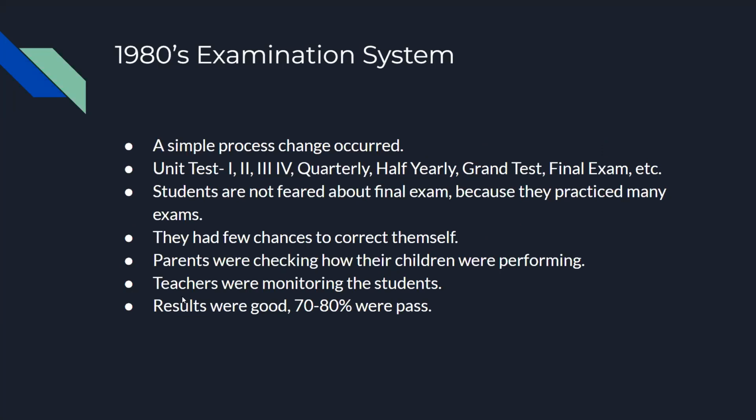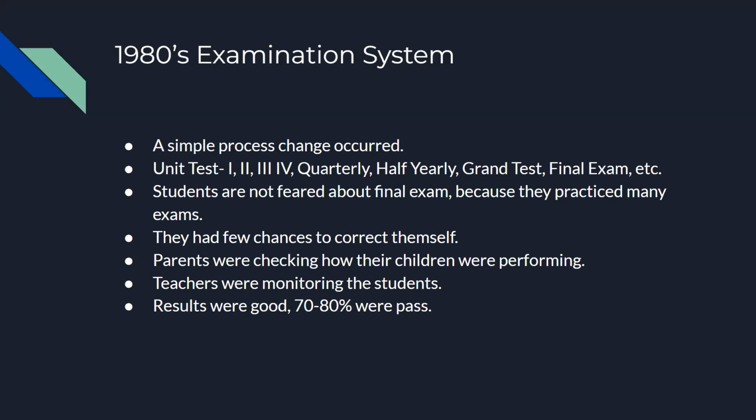Because of this process change, students are not worried about the final exam. Teachers are not worried about the final exam. They are worried about unit test 1, which may be in the next 1 month. Now, teachers will definitely get seriousness because they have to complete the syllabus. Without completing the syllabus, exams cannot be conducted. Students may not be serious from day one, but at least they will be serious 1 week before.